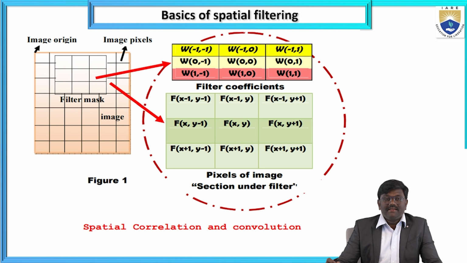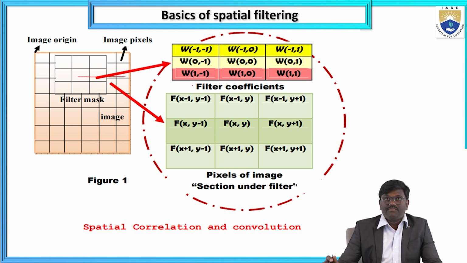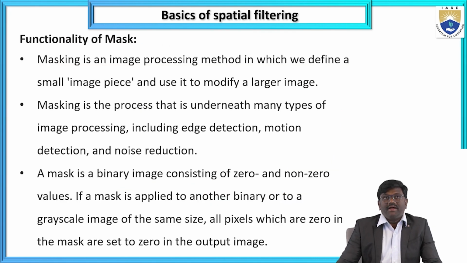Here we understand the theory of the filtering mask: the central pixel of the mask corresponds to the output value, so filtering starts from the center. From this we represent the window filter coefficients and the pixels of the image section under the filter. Spatial correlation and convolution are both represented in terms of image pixel values, which we can understand from figure 1. So far we have understood how we define spatial filtering with the help of masking in image processing.